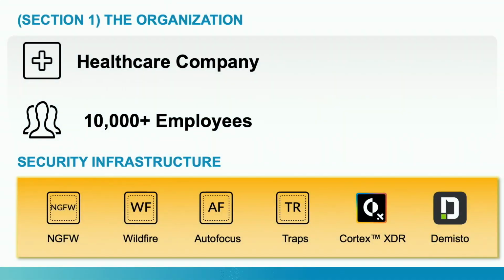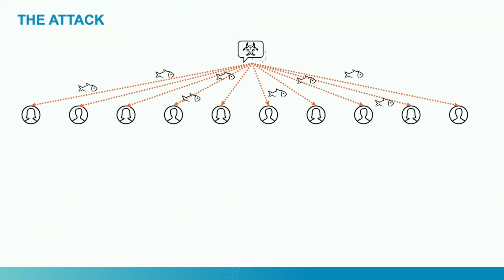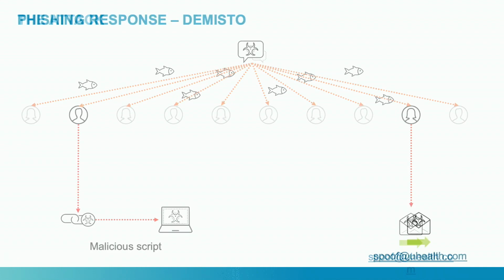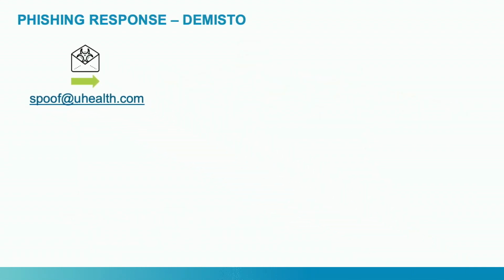But let's actually see the demo. Now, quick recap of the demo. The way I've designed the demo, it's a phishing attack happening on a healthcare org. And that phishing attack, somebody forwards it. So somebody thinks, hey, something suspicious going on here, and they forwards it to a mailbox, let's say spoof at uhealth.com. And let's see how Demisto runs from there in the entire investigation process.